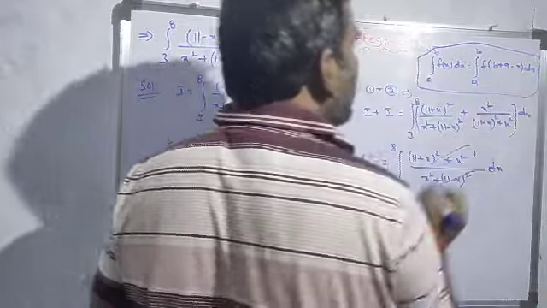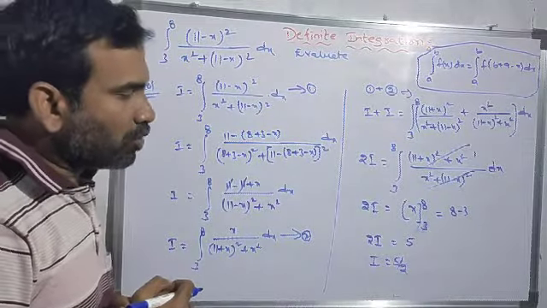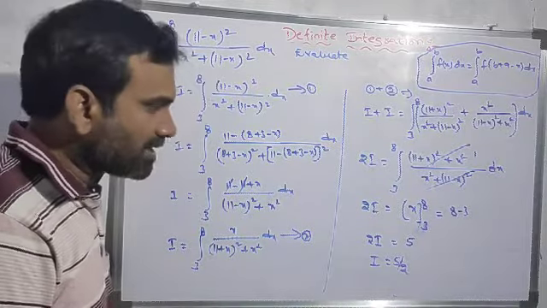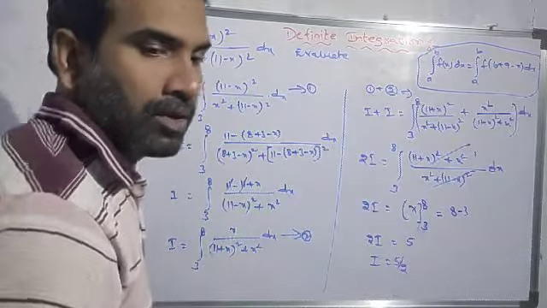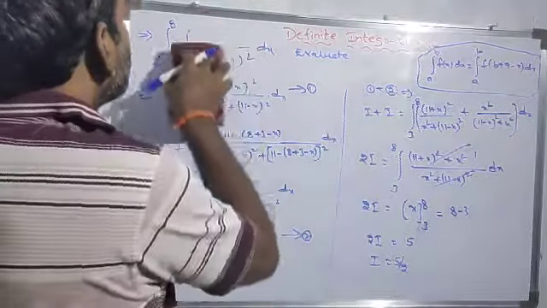Okay, here I am applying property number 5. So my final answer is 5 by 2. Like that we can do the problems. Okay, right. Next I am taking another problem like this.